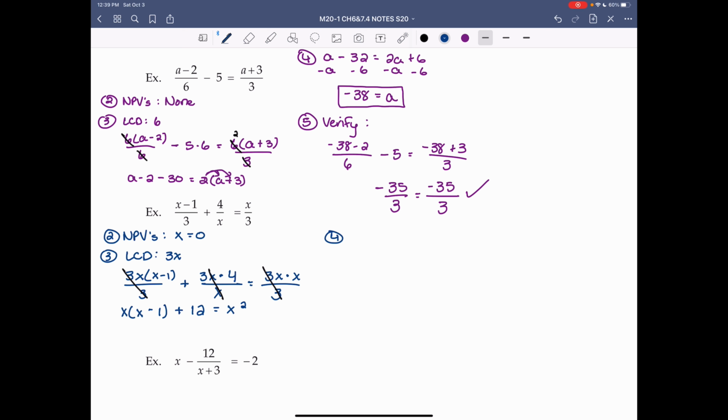Multiply x into the brackets. X times x is x squared. X times negative 1 is negative x. Plus 12 equals x squared.